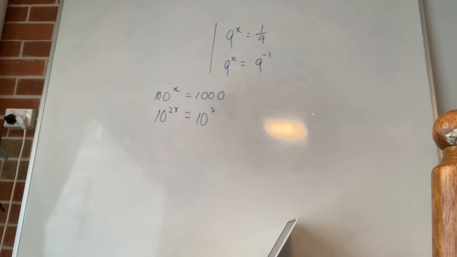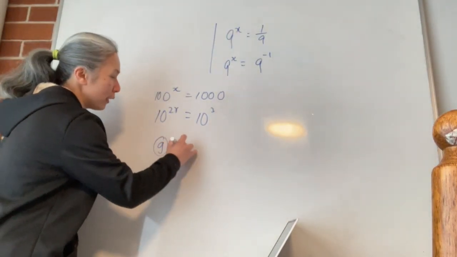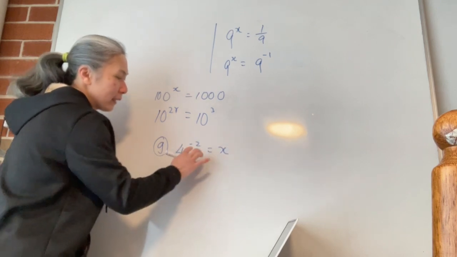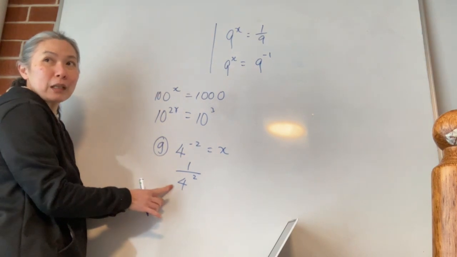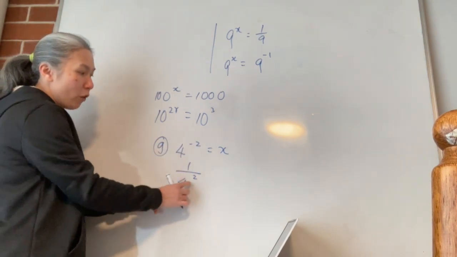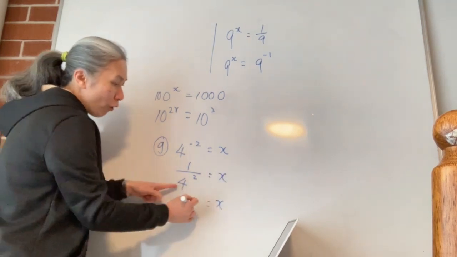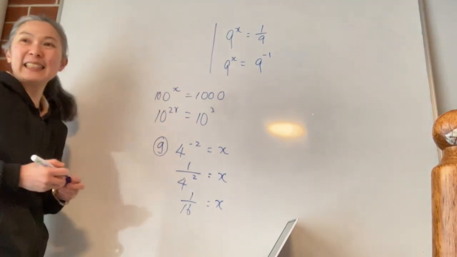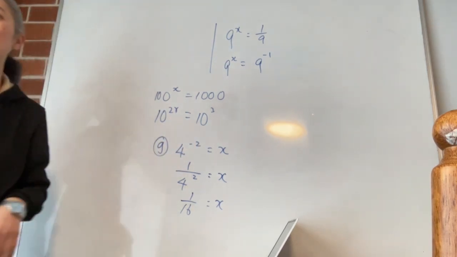Yes, anything to the power of minus. So you have 4 to the power of minus 2 equal to x, this is question G. Minus means 1 over. Whenever you have minus, write 1 over, and then no more minus on the bottom. This is your x. So 4 squared is 16, so 1 on 16. Always remember, minus doesn't mean negative, it means 1 over.